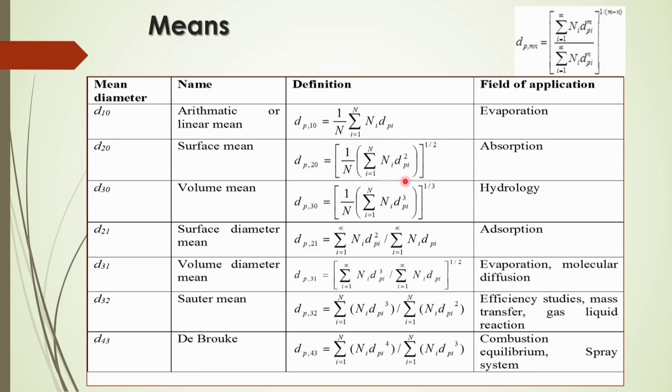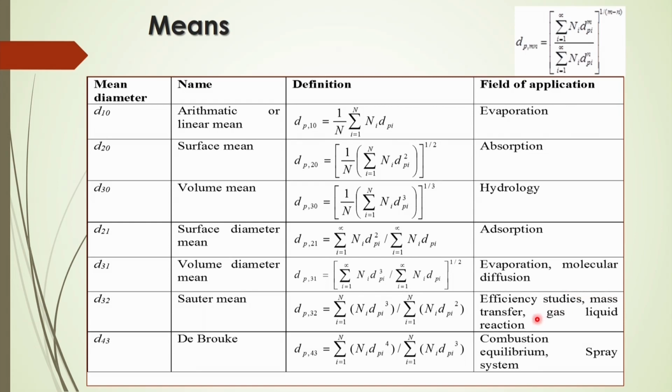So, all these mean diameters are used specifically for analysis of different processes. Arithmetic linear mean generally is used for evaporation purposes, D20, the surface mean, is used for absorption, D30, the volume mean, is used for hydrology processes, and surface diameter mean is used like adsorption. Volume diameter mean, D31, is generally used for analysis of evaporation or molecular diffusion with the samples, and Sauter mean is very widely used for samples with particles of different sizes.